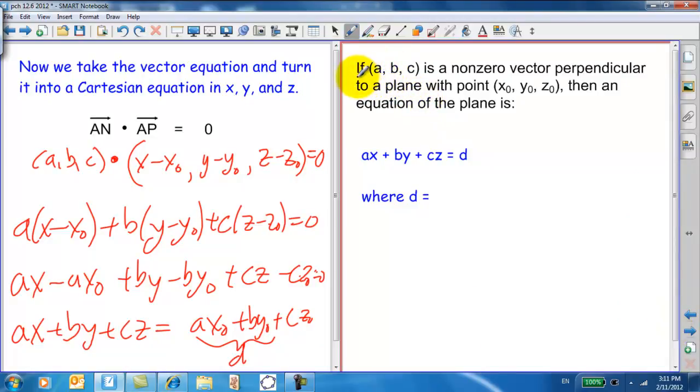So here's our theorem. If ABC is a non-zero vector perpendicular to a plane with point x naught, y naught, z naught, then an equation of the plane is AX plus BY plus CZ equals D, where D equals A times x naught plus B times y naught plus C times z naught.